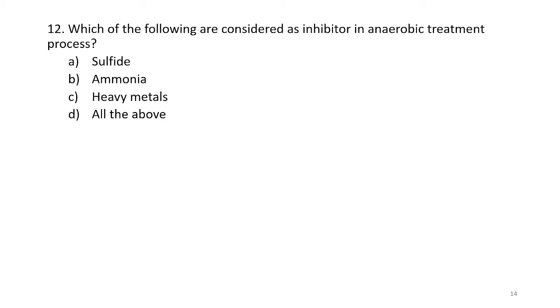So, the next question is about the inhibitor. Which of the following are considered as inhibitor in the anaerobic treatment process? Inhibitor means any material that inhibits or restricts the anaerobic treatment, or restricts the action of anaerobic microbes or the efficiency of the process. That is what is meant by inhibitor. So option A is sulfide, option B ammonia, option C heavy metals, option D all the above.